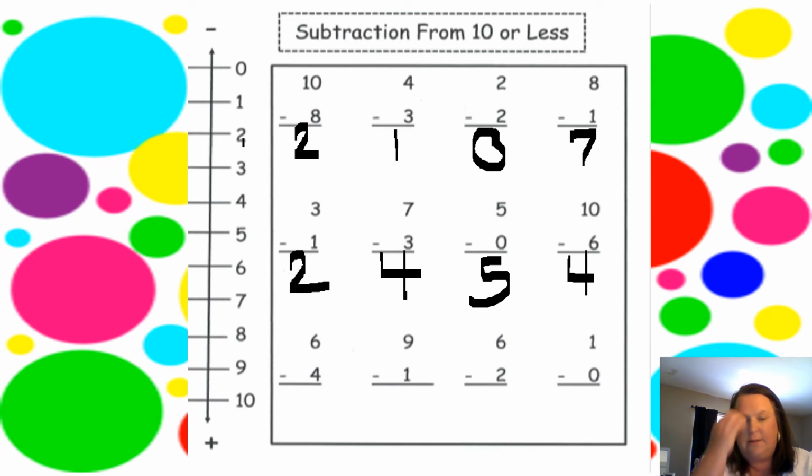All right. We have 6, take away 4. 6 minus 4, we go to 6, and we count 4. 1, 2, 3, 4. 6 minus 4 is 2.